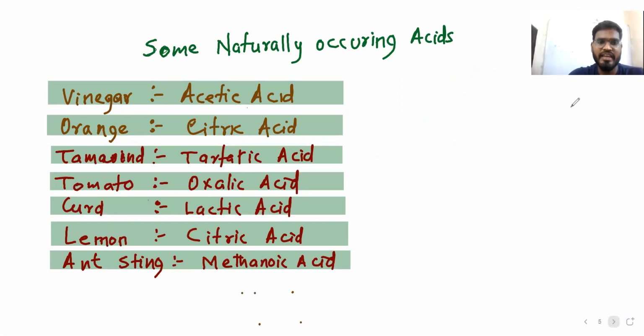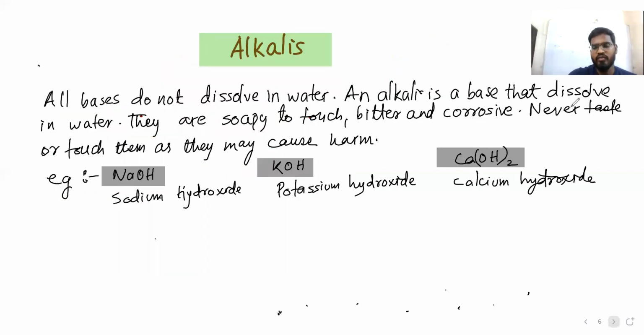Now we are going to see some naturally occurring acids. Vinegar is acetic acid. Orange, citric acid. Tamarind is tartaric acid. Tomato, oxalic acid. Curd, lactic acid. Lemon, citric acid. And sting, methanoic acid. All this you can see in NCERT also.